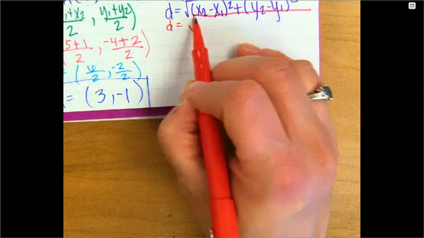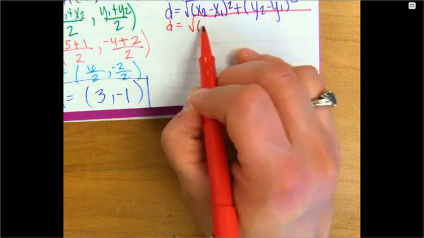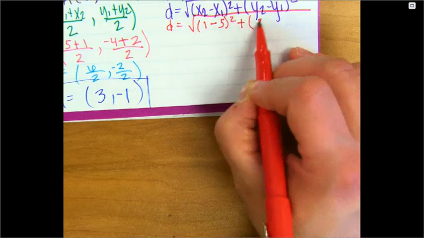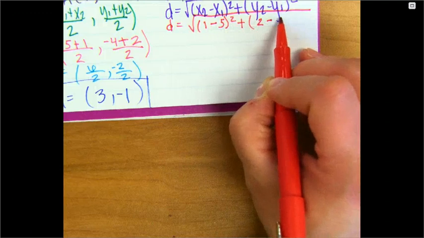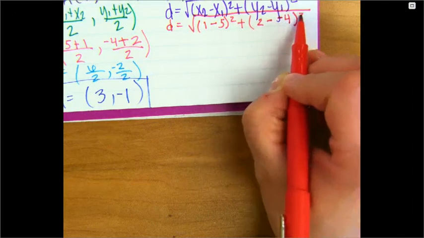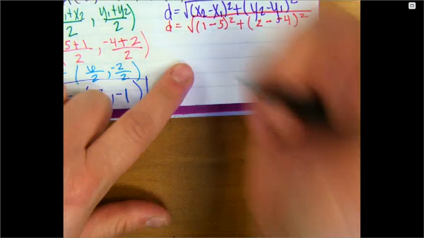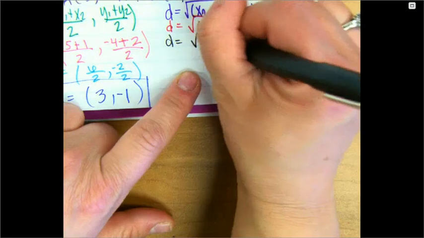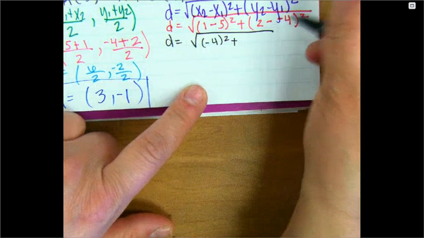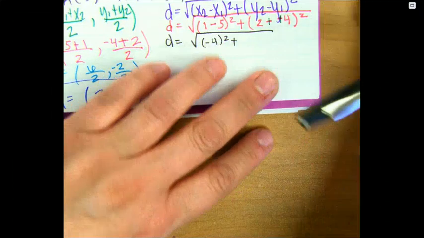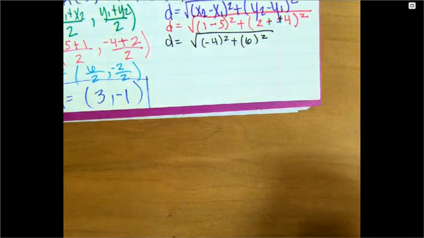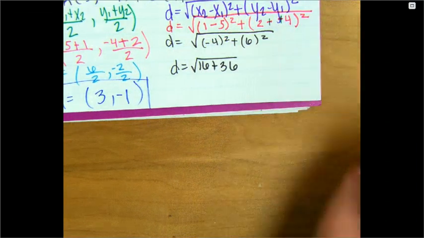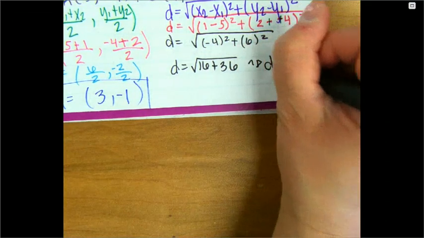All right, let's see what we did. X2 is what? 1. Minus what's X1? 5. Quantity squared. Plus, what's your Y2? 2. Minus what? Negative 4. Okay, squared. Make sure it's negative. We get distance equals the square root. What's 1 minus 5? Negative 4 squared. Plus 2 minus a double negative makes a positive. So we get 6 squared. So what is 4 squared? Plus 36, which is radical 52.